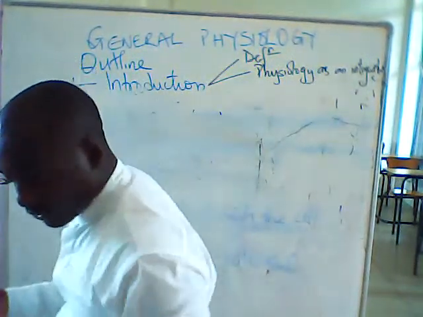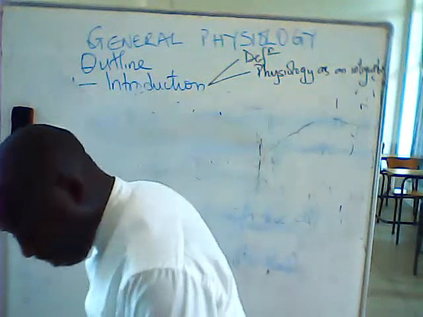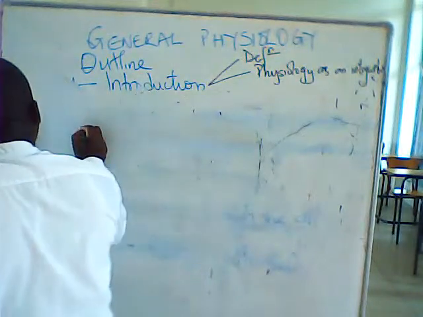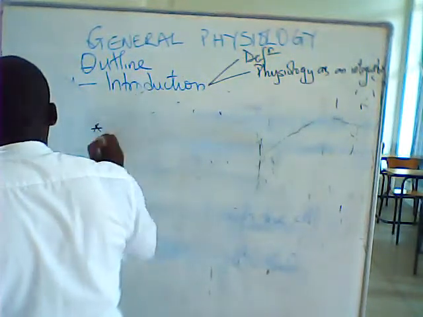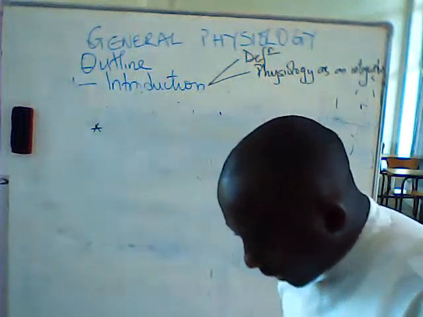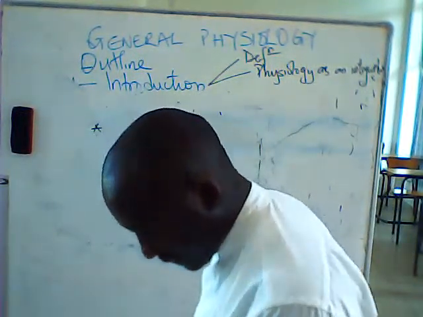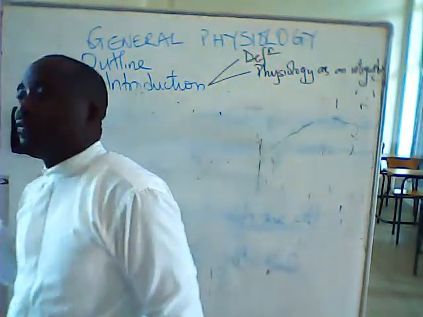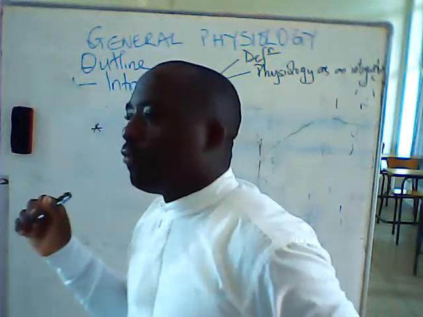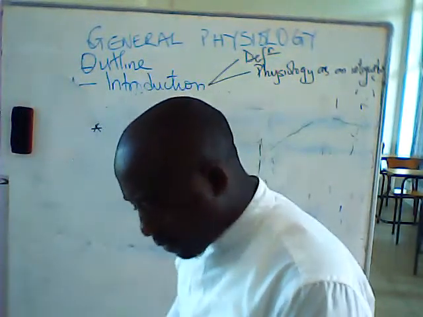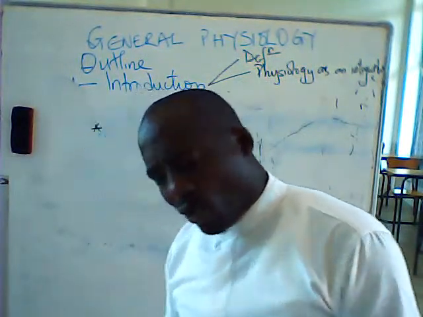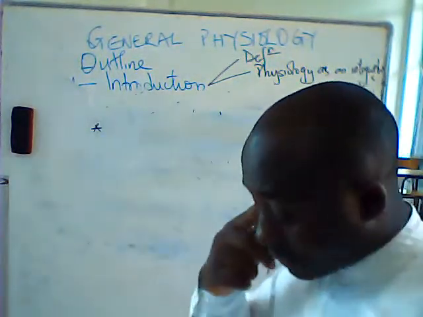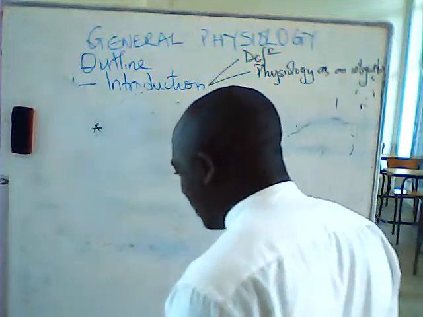So, the first thing about physiology is what? The study of the normal functioning of a living organism and its component parts, including all the chemical and physical processes. Okay? So, you can say physiology is a study of the normal functioning of a living organism and its component parts, including what? All its chemical and physical processes.